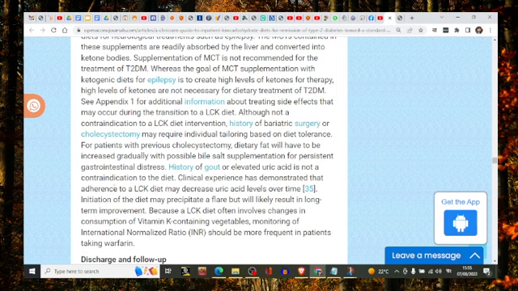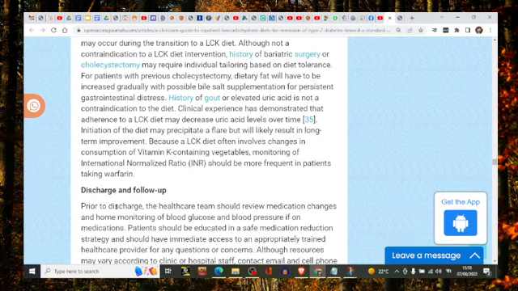Clinical experience has demonstrated that adherence to a LCK diet may decrease uric acid levels over time. Reference 35. Initiation of the diet may precipitate a flare, but will likely result in long-term improvement. Because LCK diet often involves changes in consumption of vitamin K containing vegetables, monitoring of international normalized ratio, or INR, should be more frequent in patients taking warfarin.